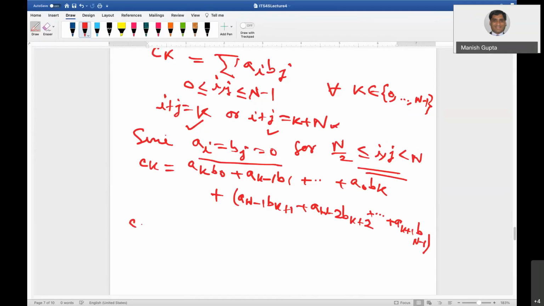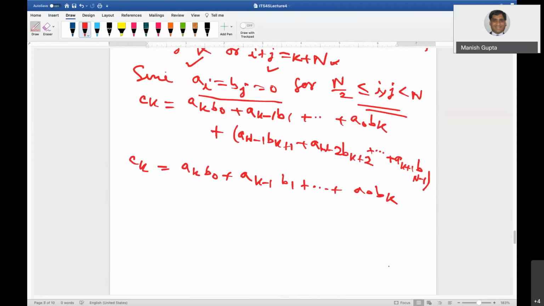So c_k is left here with a_k b_0 plus a_{k-1} b_1 plus dot dot dot a_0 b_k. Okay. So in other words, I can write it down as the summation of a_i b_j, with 0 ≤ i, j ≤ k, with i plus j equal to k.